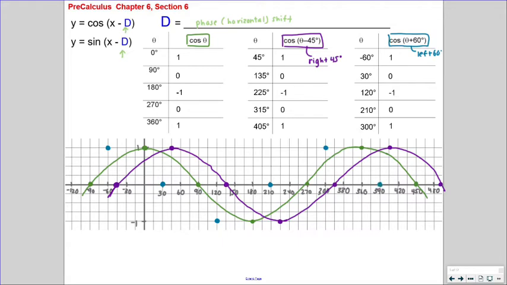And then I'm going to connect the dots. Okay, so this is what all three graphs look like total. We didn't change the amplitudes or the frequencies of any of these. We are just practicing movements left and right.